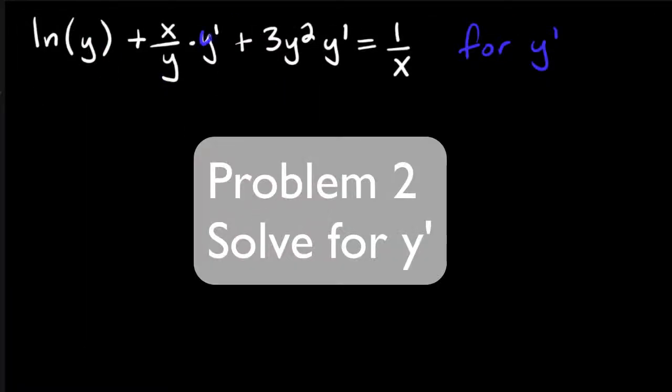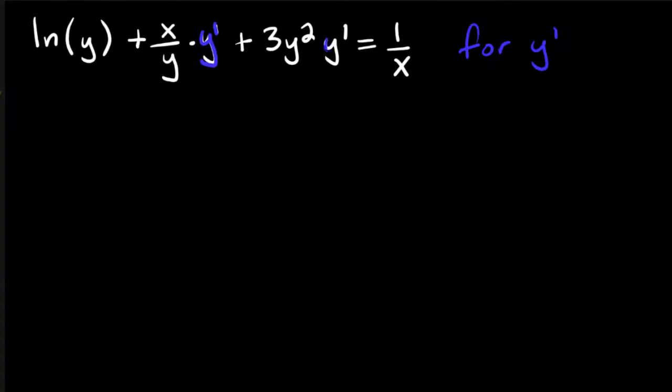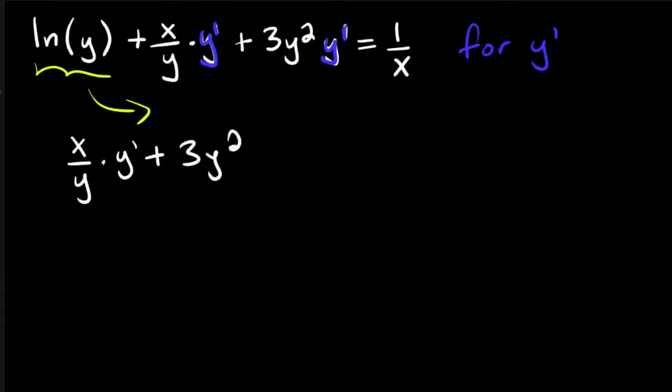Okay, so I want to solve for y prime. Notice I've got y prime right there on the left, another one on the right. I mean, sorry, 2 on the left. Okay, so what I want to do first is every term that doesn't have a y prime is going to get moved to the other side. And so then what I'm going to have is x over y times y prime plus 3y squared y prime is equal to 1 over x and then minus natural log of y from moving this guy over.